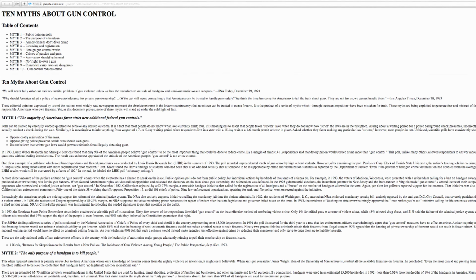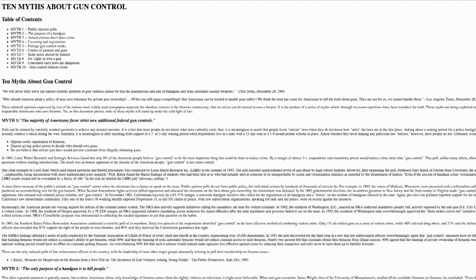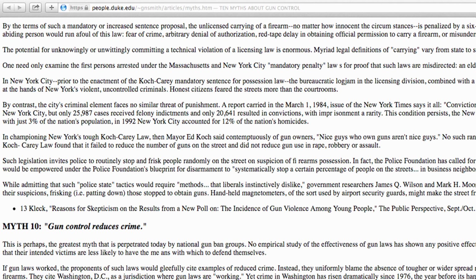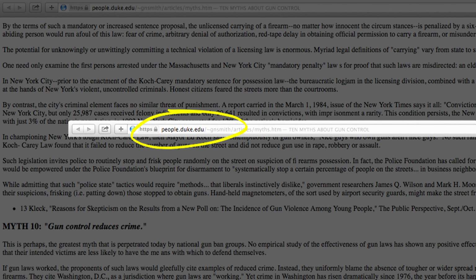For example, this article on gun control is on the Duke University's People page, and it asks you to join the NRA at the bottom. The tilde in the address bar can be a giveaway that this is a personal website and may not be sanctioned by the educational institution in the URL.